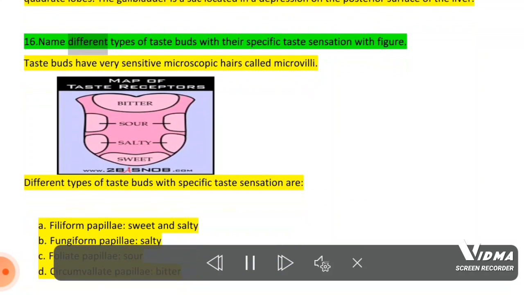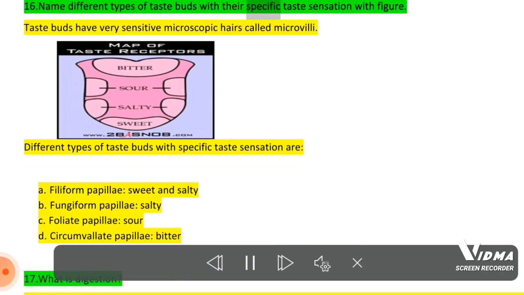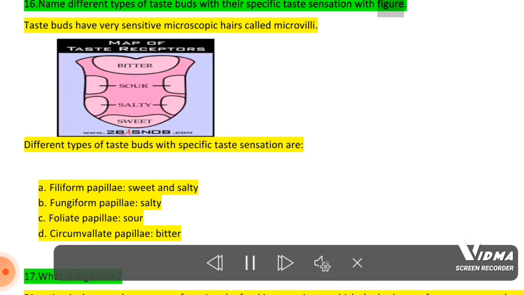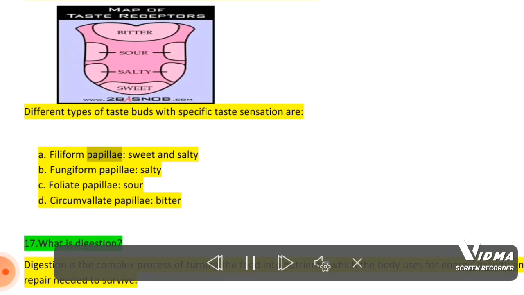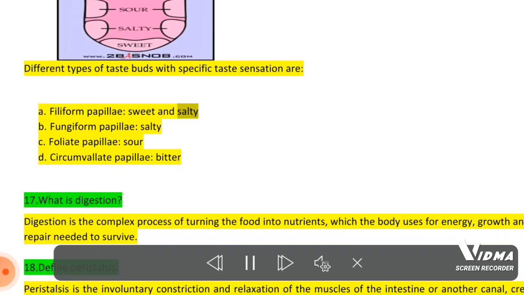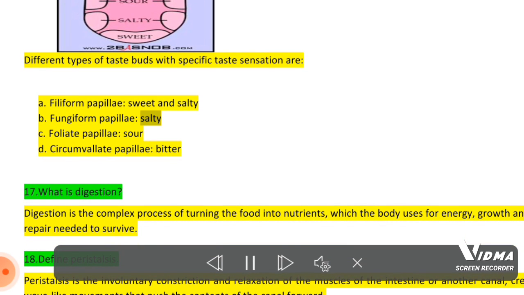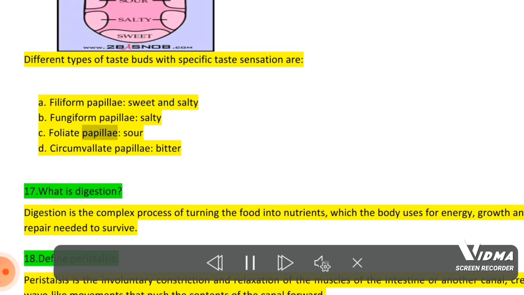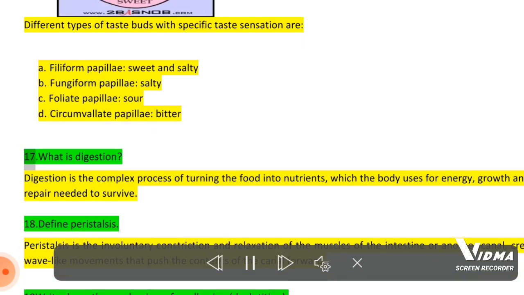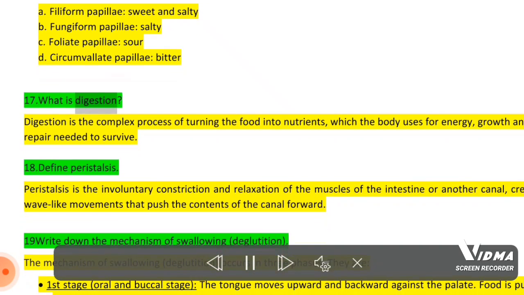16. Name different types of taste buds with their specific taste sensation with figure. Taste buds have very sensitive microscopic hairs called microvilli. Different types of taste buds with specific taste sensation are: filiform papillae, sweet and salty. Fungiform papillae, salty. Foliate papillae, sour. Circumvallate papillae, bitter.